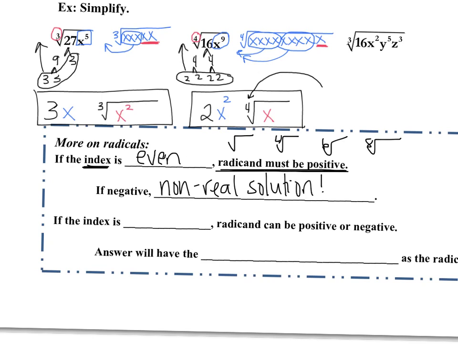This is something that you probably already know or probably understand now that I mention it. So what about if the index is odd? Meaning if we have a cube root, a 5th root, a 7th root, a 9th root, or anything else.